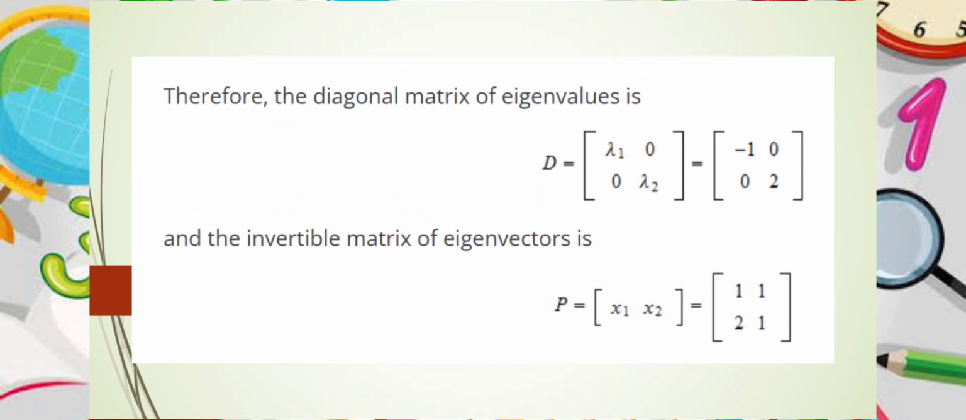Therefore, the diagonal matrix of eigenvalues is D = [λ₁, 0; 0, λ₂], which is equal to [−1, 0; 0, 2]. And the invertible matrix of eigenvectors is P = [x₁, x₂], which is equal to [1, 1; 2, 1].